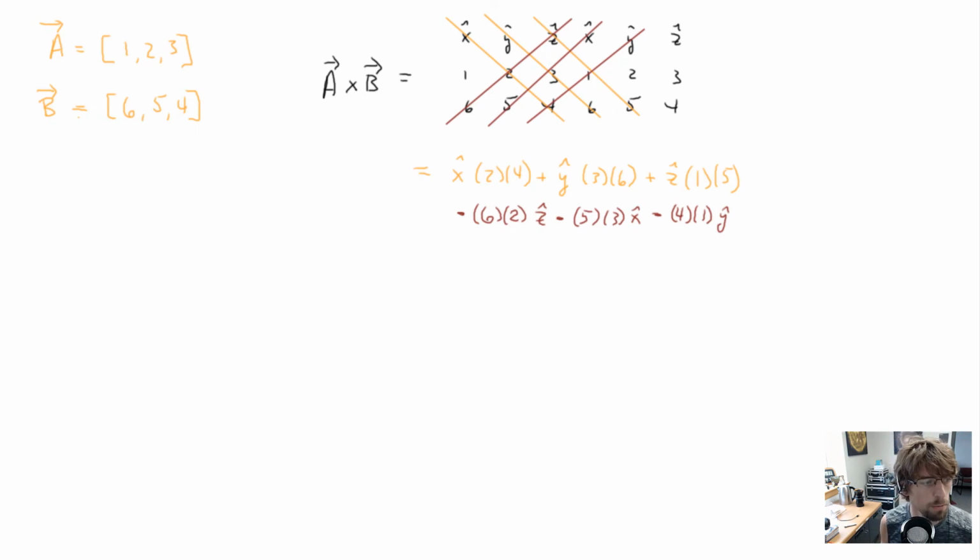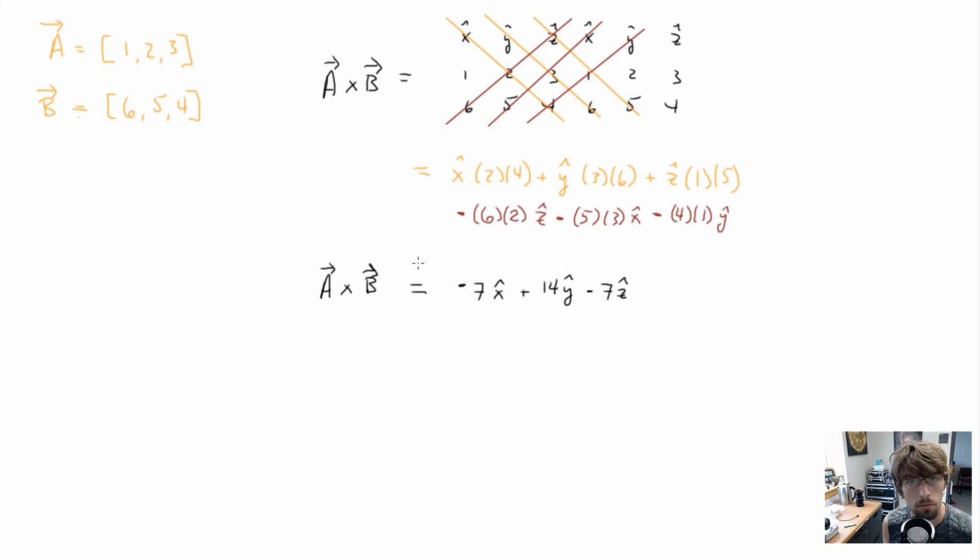Of course, we want to simplify this a little bit more. So we have 8 minus 15, so we have minus 7 X hat. We have 18 minus 4, so we have plus 14 Y hat. We have 5 minus 12. Got to think about that for a second. Minus 7 Z hat. This is our result. A cross B is equal to this rigmarole.